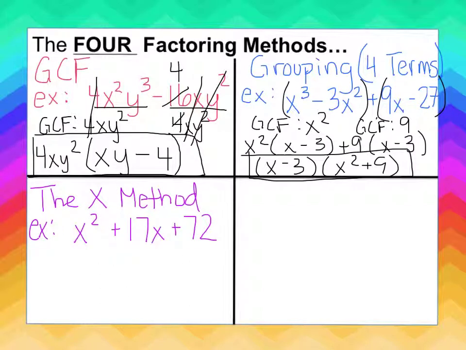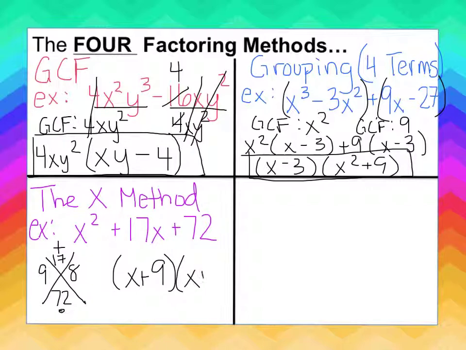Okay, the third method we learned was the x method, and I gave you an example of x squared plus 17x plus 72. So when you use the x method, what you add to goes up top, and that will be 17. What you multiply to would be the 72. And you would think of 2 factors that would add to 17 but multiply to 72. 9 and 8 work in this case. So our factored form would be x plus 9 multiplied by x plus 8. And you have your factored trinomial.